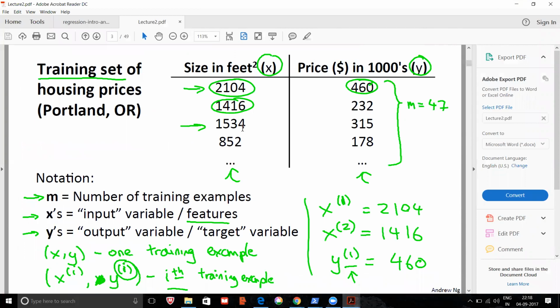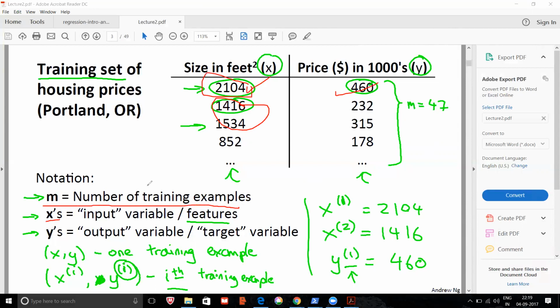So let's see what you have. This is your total number of test cases. This is one test case, second test case. This is your square footage of the house. This is the price corresponding to it. M is the total number of examples. That is X, the data I give, the input I give. This is input.